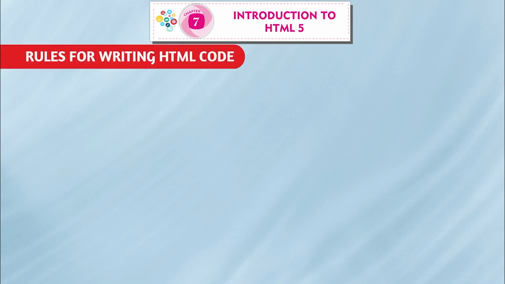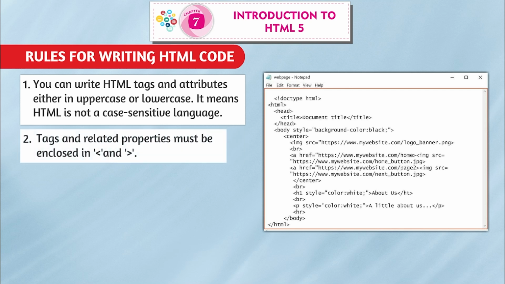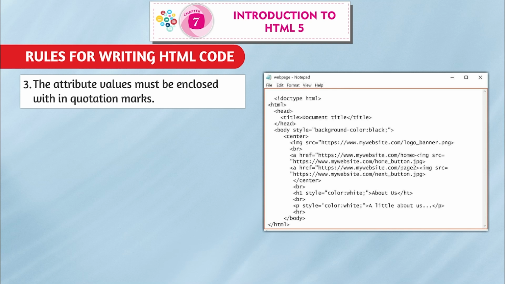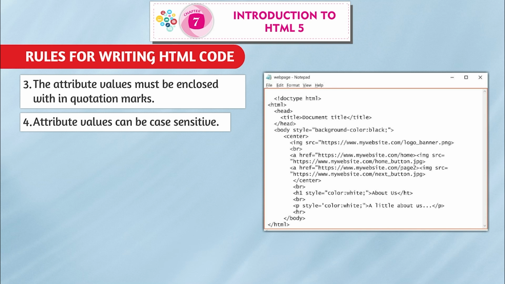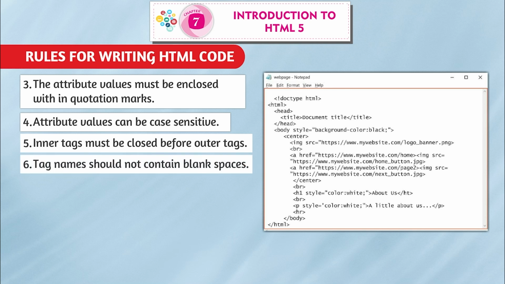Rules for writing HTML code. 1. You can write HTML tags and attributes either in uppercase or lowercase. It means HTML is not a case-sensitive language. 2. Tags and related properties must be enclosed in angle brackets. 3. The attribute values must be enclosed within quotation marks. 4. Attribute values can be case-sensitive. 5. Inner tags must be closed before outer tags. 6. Tag names should not contain blank spaces.